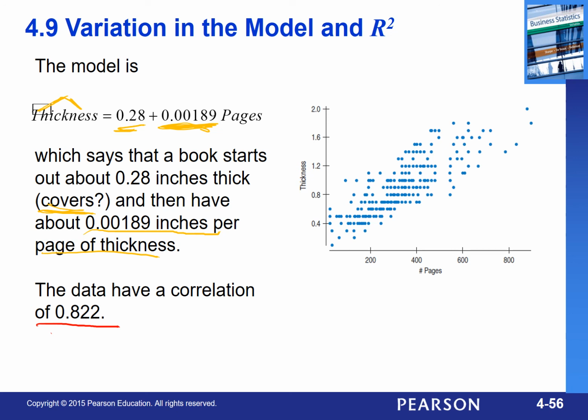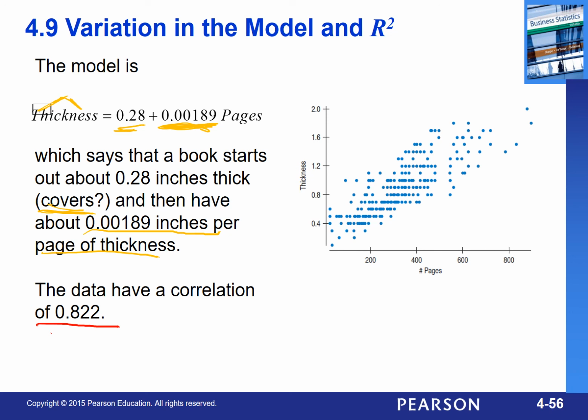The other thing to note is that, oh, there's my slope. That's how thick one page is, because for every page I add to the book, that's how much I will add in thickness. So we think that 0.0189 is the thickness of a page. So there's an interpretation of slope and intercept for you off of this model. Okay, last but not leastly, we note that the correlation is 0.822, and we had noted that this was pretty strong in general in the first place.